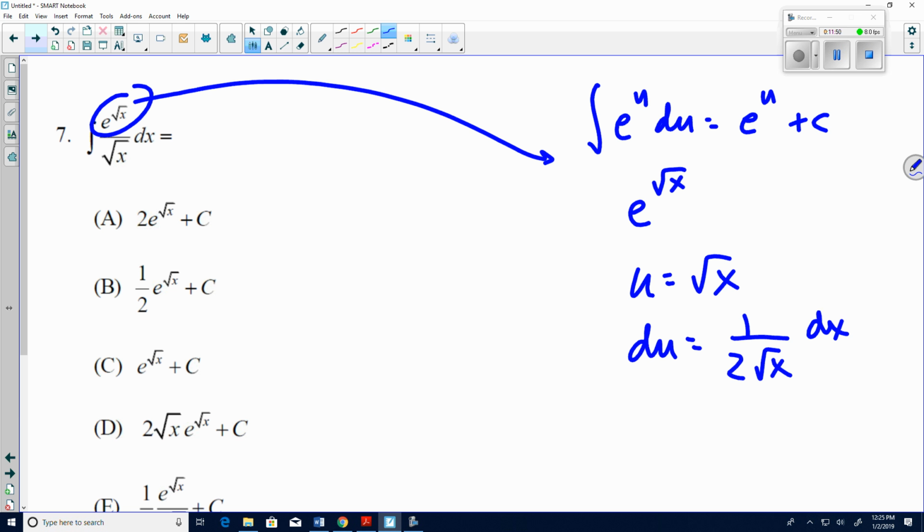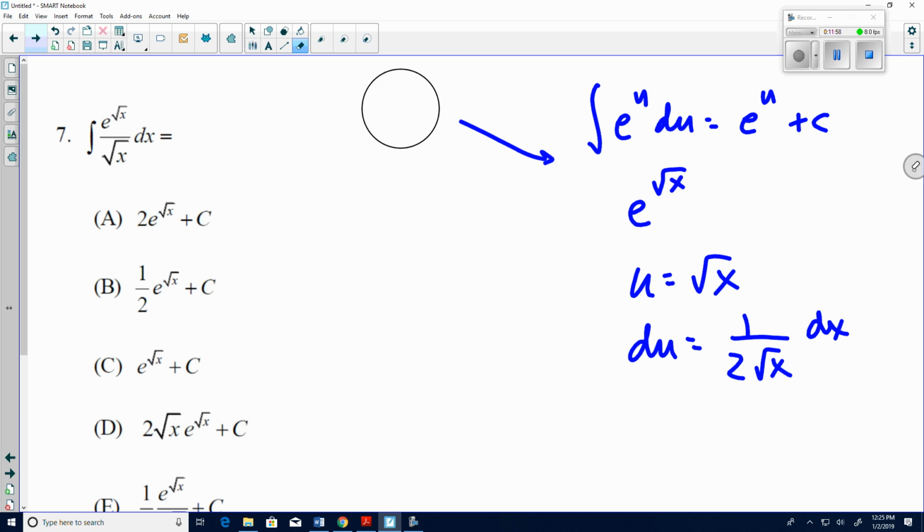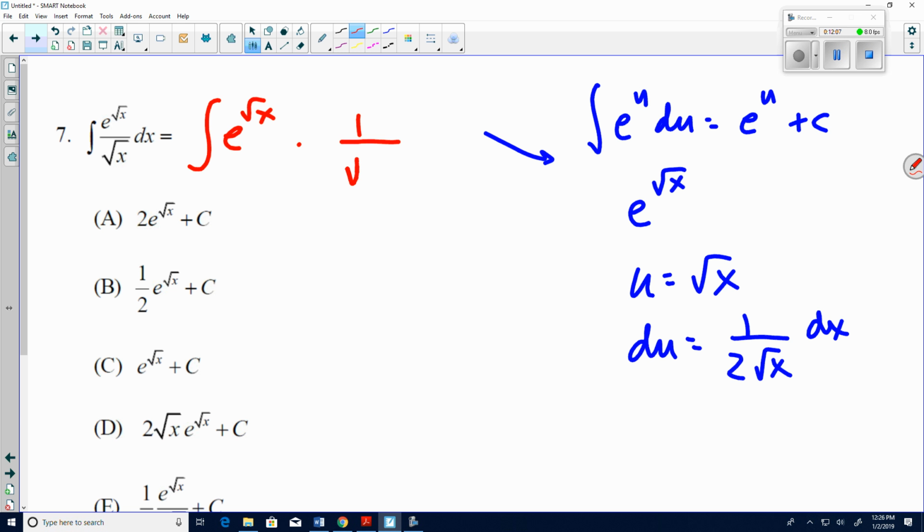And if we look at the problem the way it's stated, maybe if I rewrote it slightly different, it would be a little bit clearer what's going on here. We have the integral of e to the root x, and then we have times 1 over root x dx. And of course, what we're missing is the factor of 2. Okay, so that's the way the problem's stated. We need this 2 here.